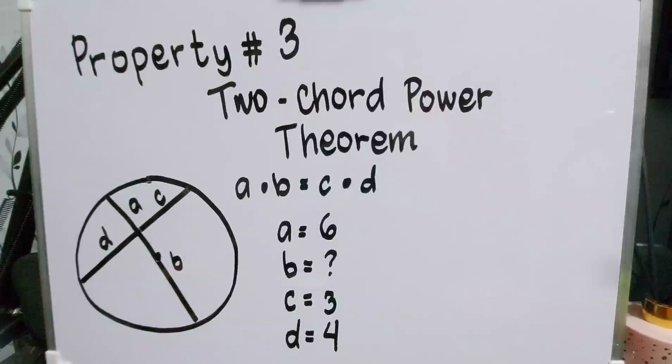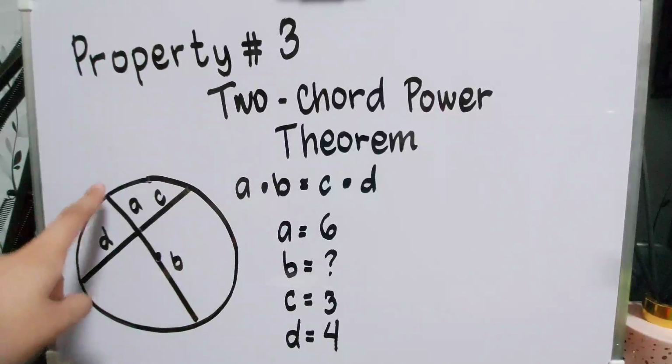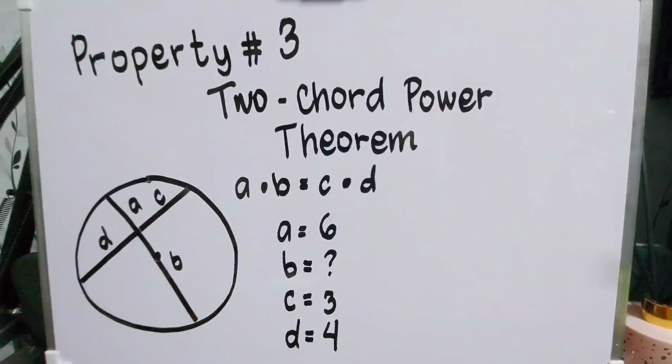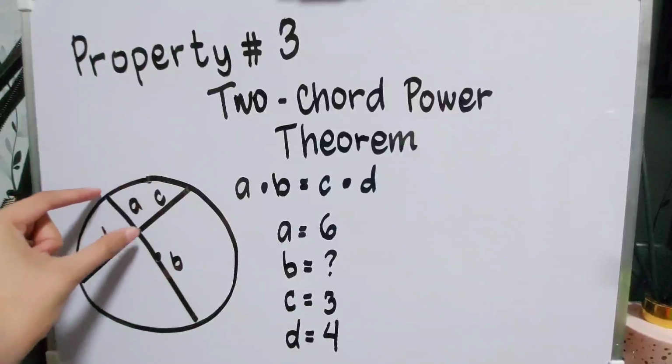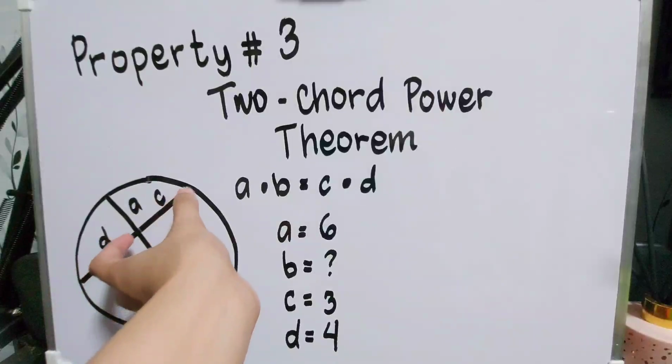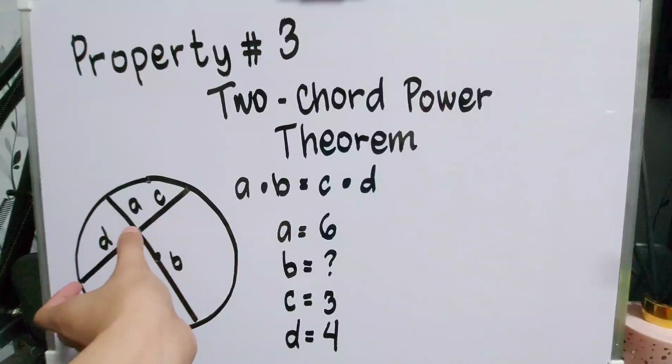Property number 3, two-chord power theorem. This property states that if two chords intersect in the interior of a circle, then the product of the lengths of the segments of one chord is equal to the product of the lengths of the segments of the other chord. So in this circle, we have here two chords that intersect in one point inside the circle. So that means line segment A times line segment B is equal to line segment C times line segment D.